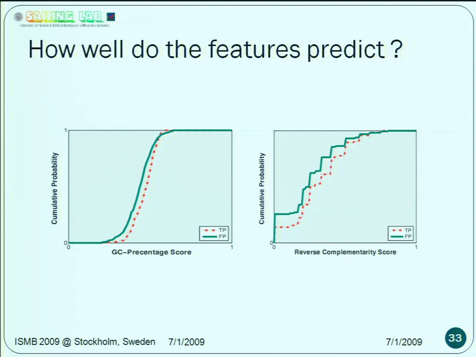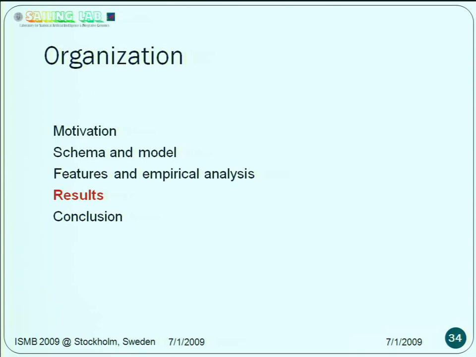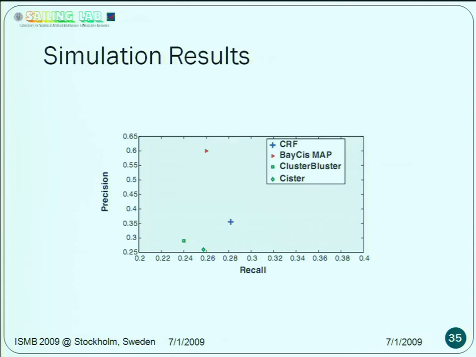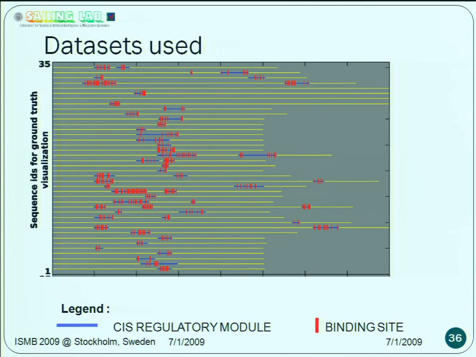Moving on to the results. We performed simulation based on a different model, a generative, HMM-based model, for a sanity check. And we find that our model, even though it's not the best, still does reasonably well. For the actual biological data, we used Drosophila data for early developmental CRMs. We had 35 sequences and close to 600 binding sites.